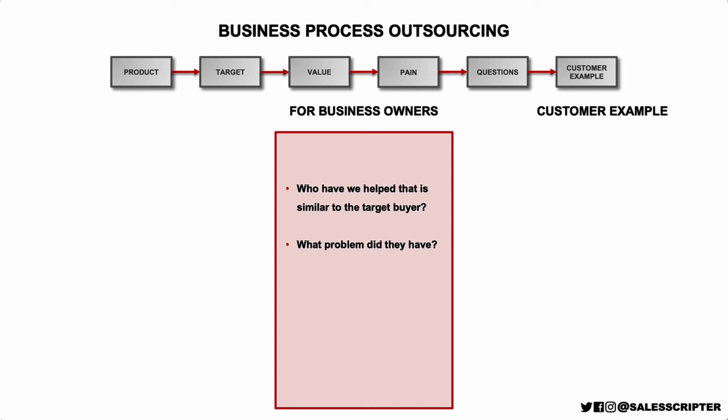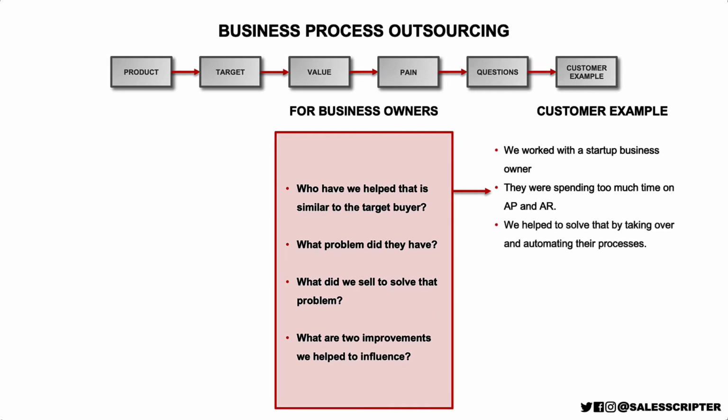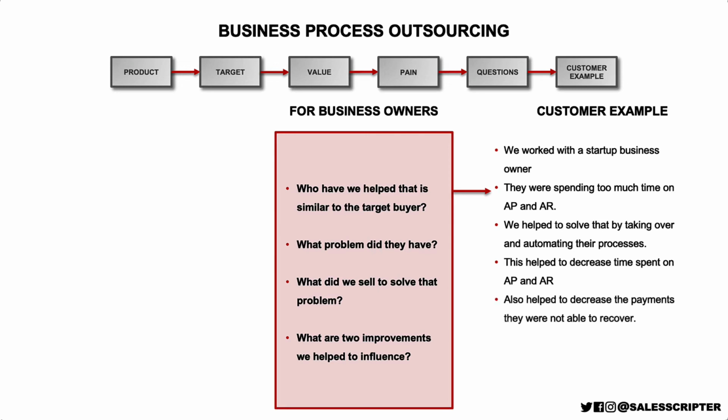Then think about what problem they had that you were able to help decrease, minimize, or resolve. What did you sell them to solve that problem? Then try to think of two different improvements that your product or service helped to create. Going through that process, we worked with a startup business owner. They were spending too much time on AP and AR. We helped to solve that by taking over and automating their processes. This helped to decrease the time they spent on AP and AR and also helped them to decrease the payments that they were not able to recover.